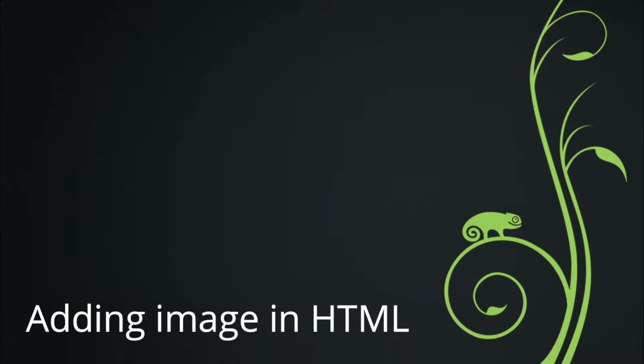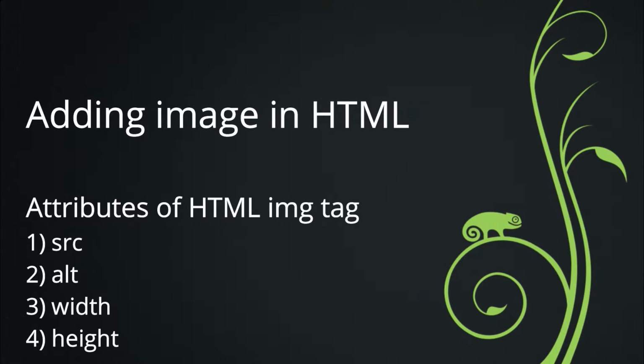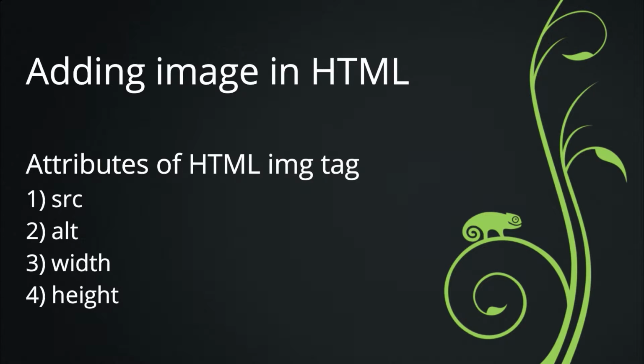Attributes of the HTML img tag. The src and alt are important attributes of the HTML image tag. All the attributes of the HTML image tag are: number 1 src, number 2 alt, number 3 width, number 4 height.